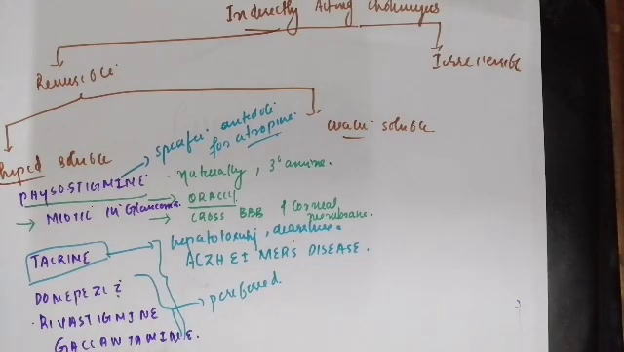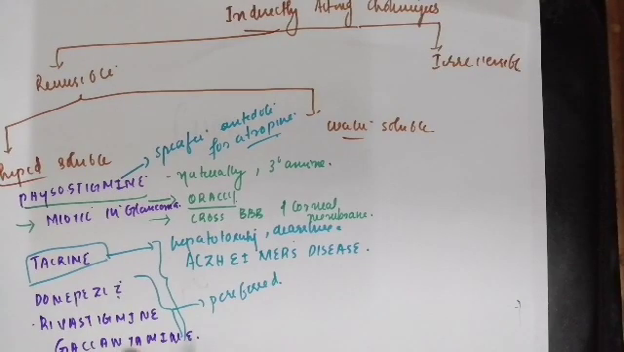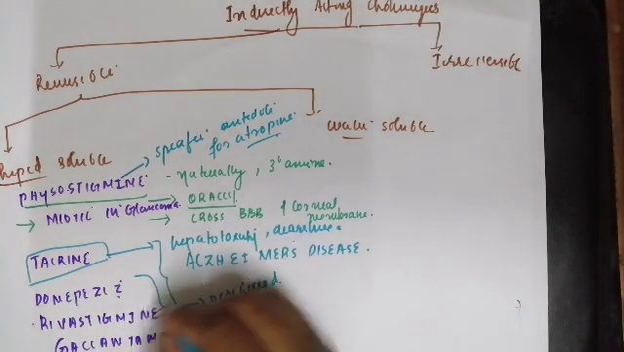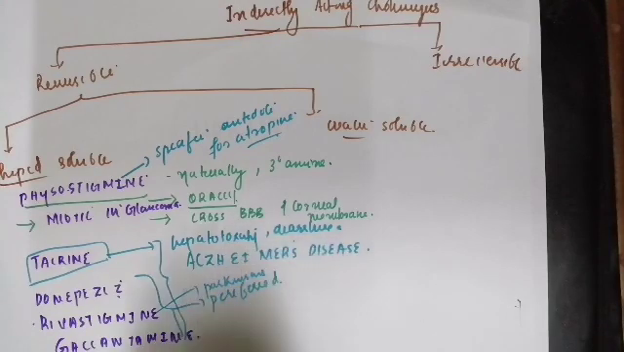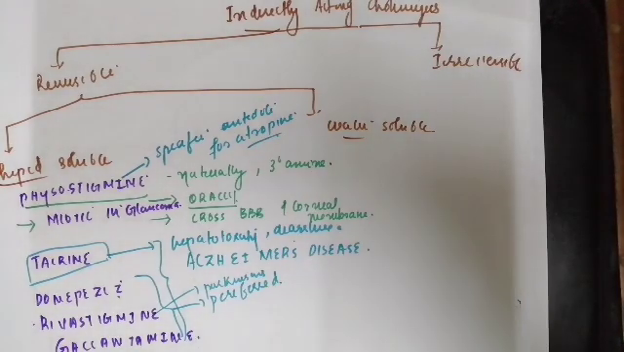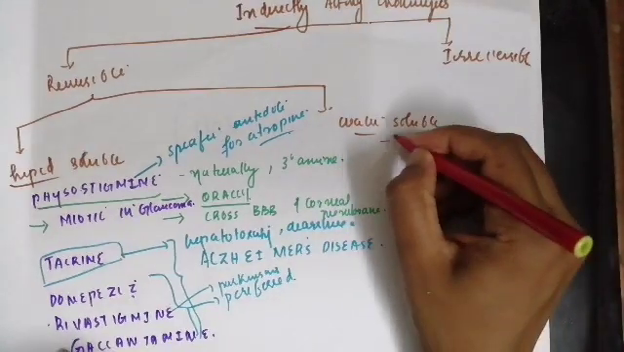Among these, rivastigmine has been approved for the treatment of dementia in Alzheimer's as well as Parkinson's disease. Okay, so that is about the lipid soluble ones. Now we'll discuss the water soluble drugs. So which are the water soluble drugs?